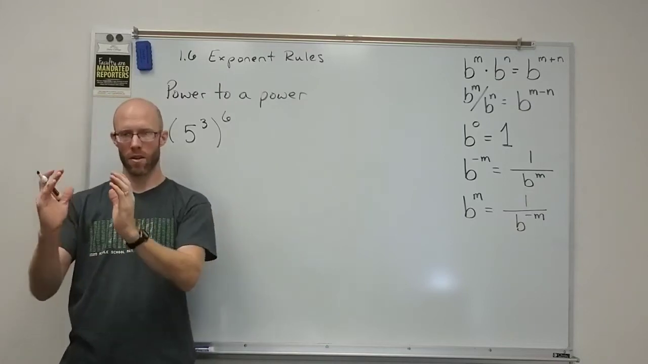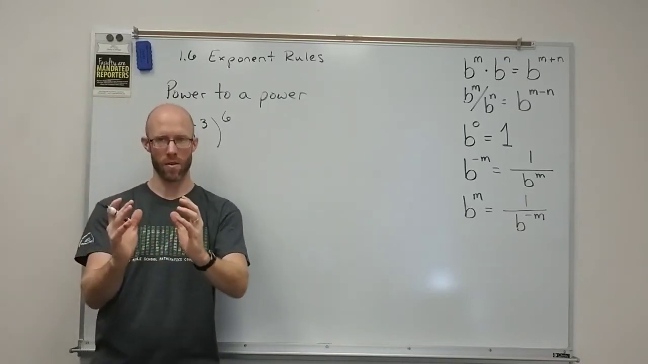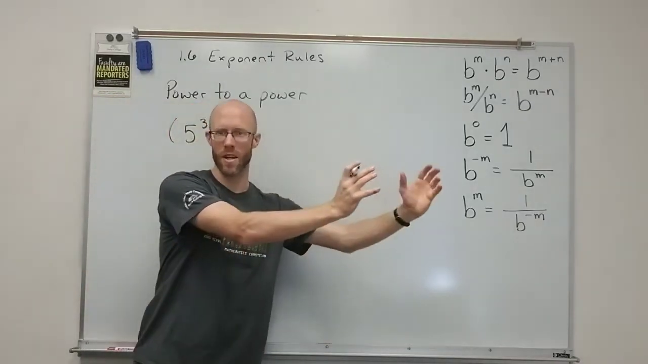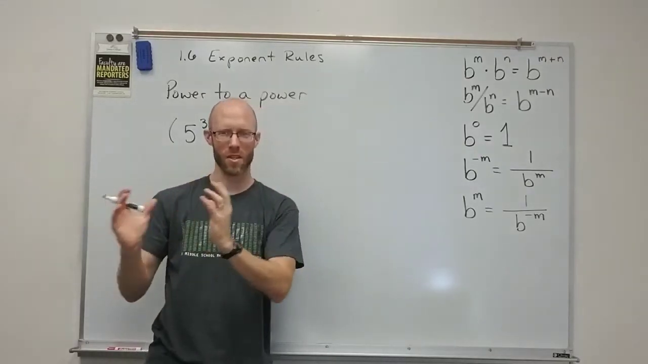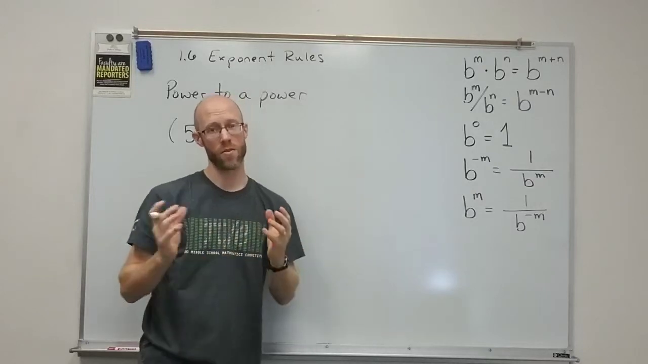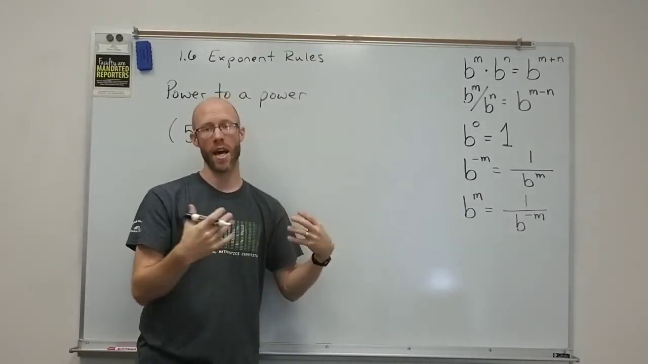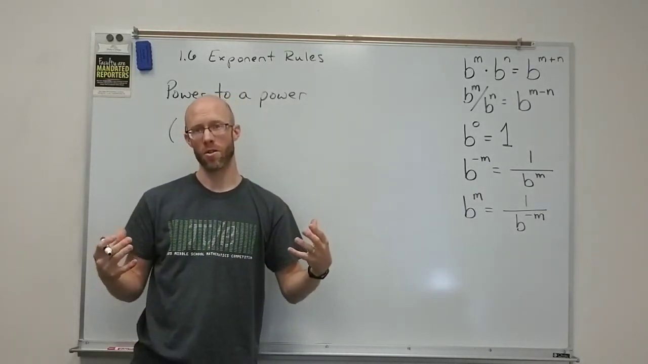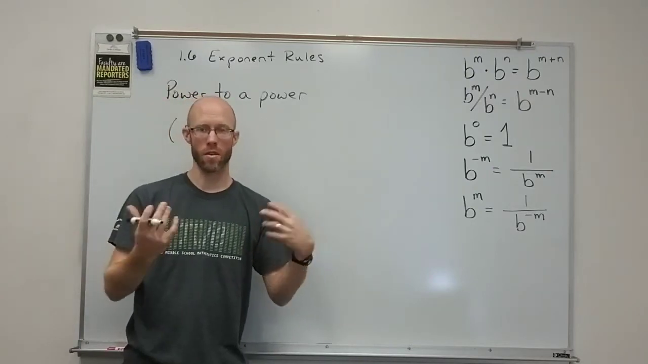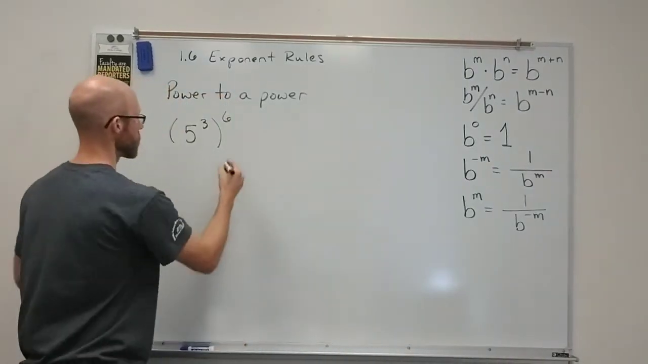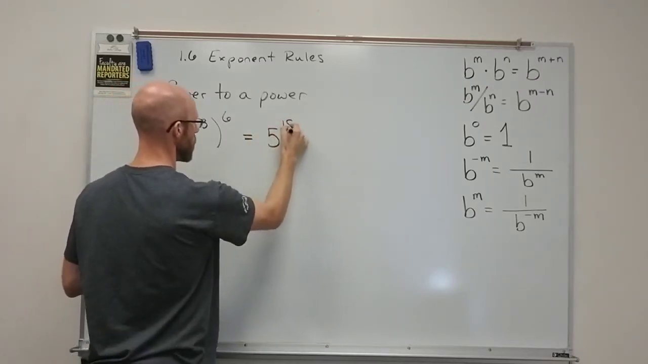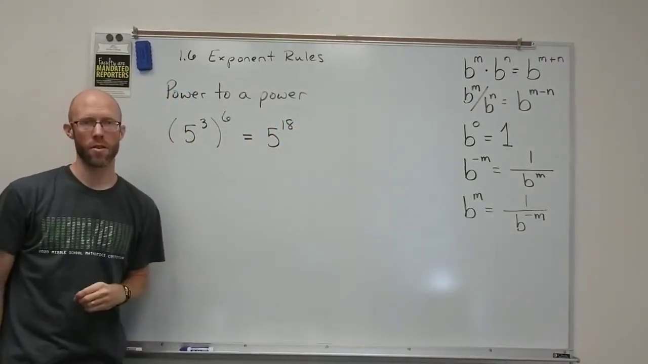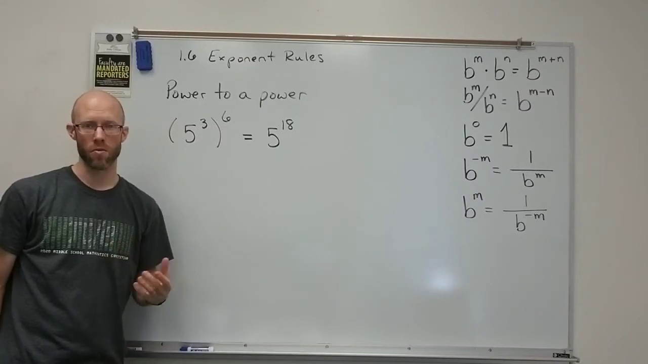So I'd have 5 times 5 times 5, and 5 times 5 times 5, and 5 times 5 times 5, that's 6 times, right? I'm not going to speak it all, it's confusing. But 6 copies of 3 5s. If you have 6 copies of 3 things, you really have 18 of those things, right? So 6 times 3 equals the 18. So in the end, you're multiplying the 2 powers together to get the final simplified result.